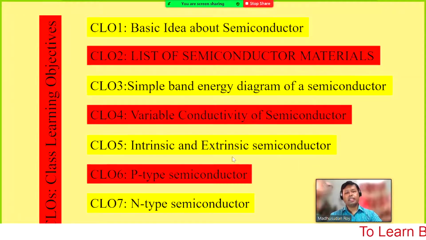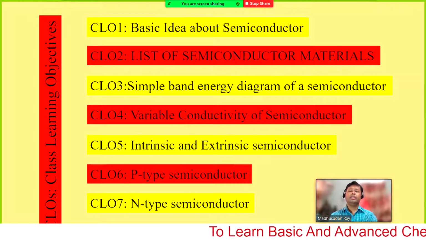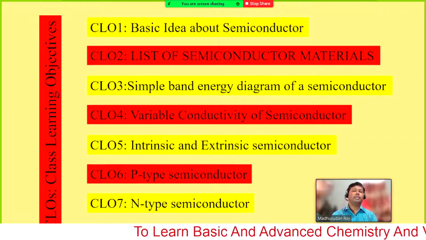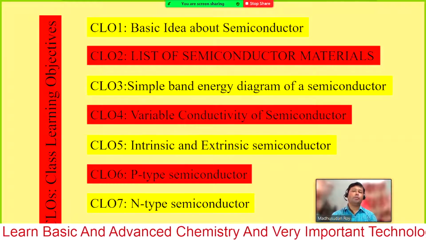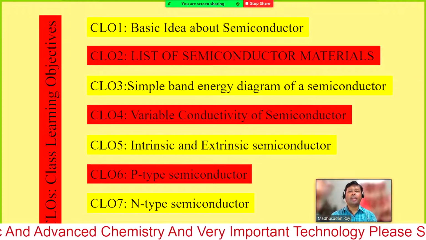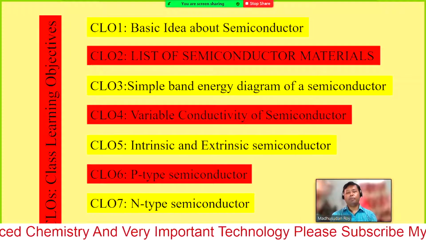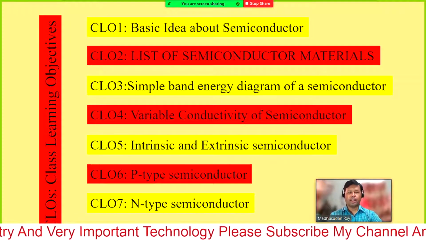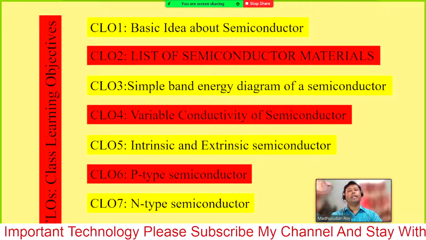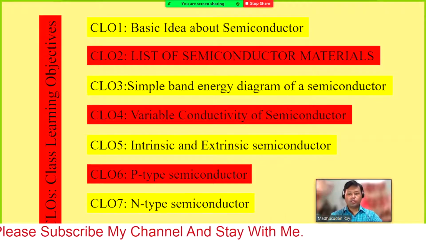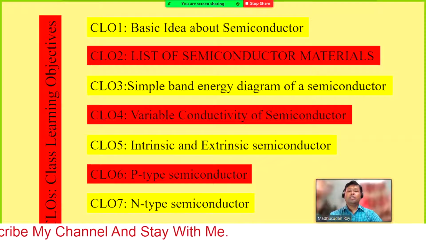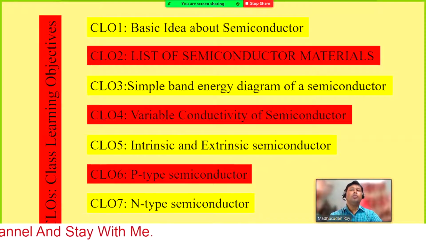Then intrinsic and extrinsic semiconductors, that means what are intrinsic and extrinsic semiconductors, and then finally we will learn about p type and n type semiconductors, because when we add some external material, depending on what type of material we are adding, we will get p type or n type semiconductor, that means electron donor or electron acceptor. So that is our objective, that means we will try to learn these 7 topics today.